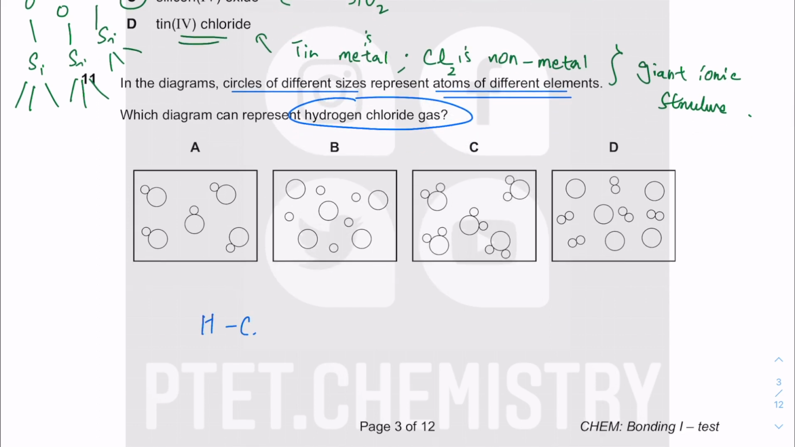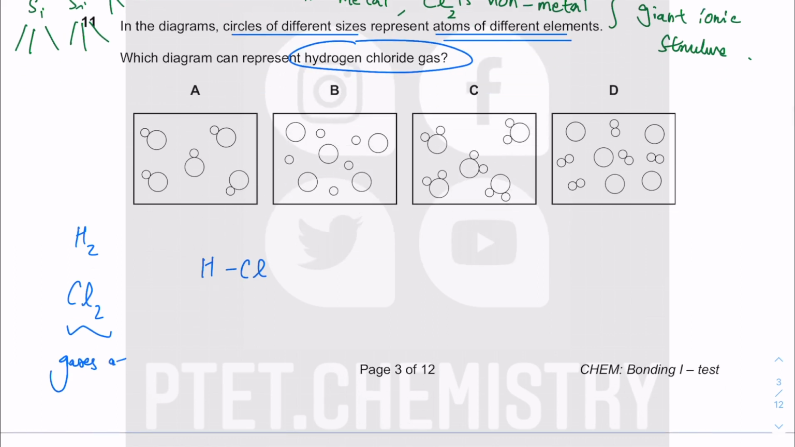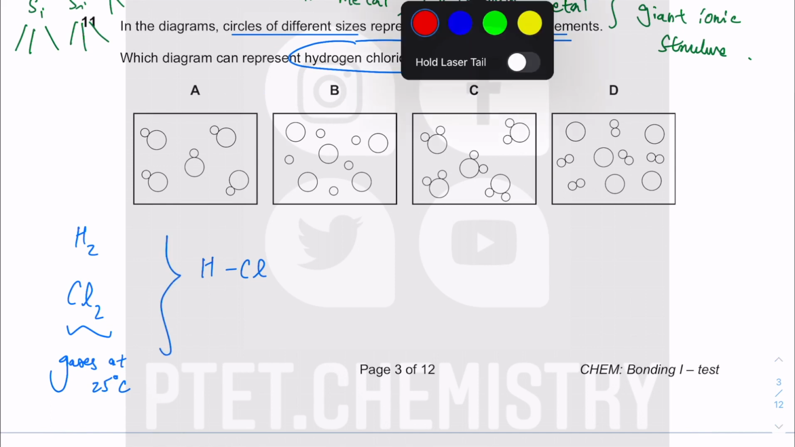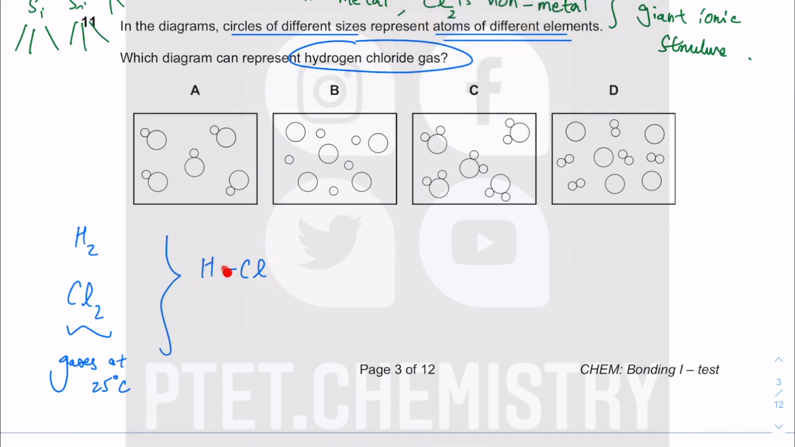They are between non-metal and non-metal. Hydrogen is a non-metal, exists as H2. Chlorine is a non-metal, exists as Cl2. Both are gases at room temperature and pressure. Both are diatomic molecules. They are gases at 25 degrees Celsius, which is room temperature. When they react together, they're going to give you this covalent compound as a simple molecule.